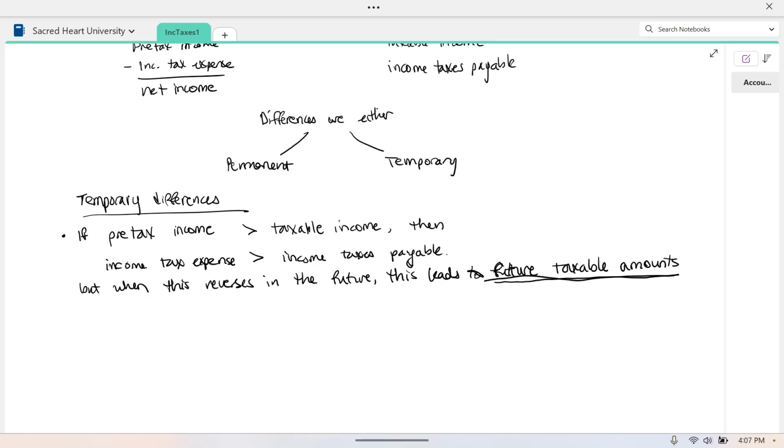These future taxable amounts mean that the company must report, we take those future taxable amounts and we multiply them by the tax rate we estimate to be in effect in the future and report what's called a deferred tax liability. And so this is our second term that we need to be familiar with.